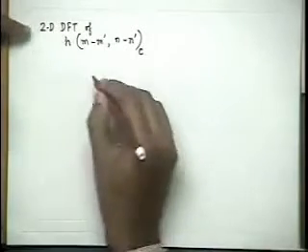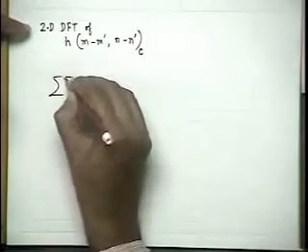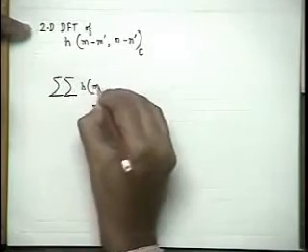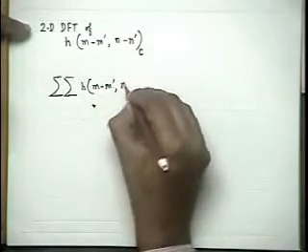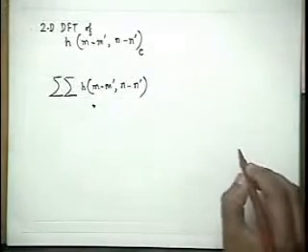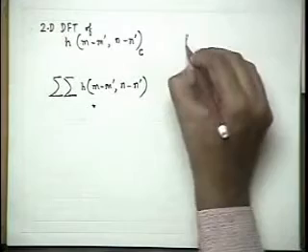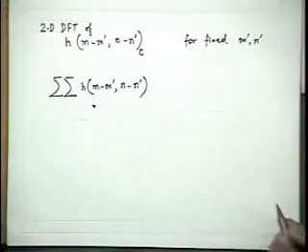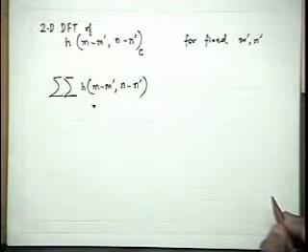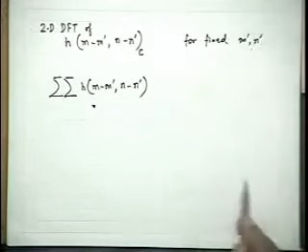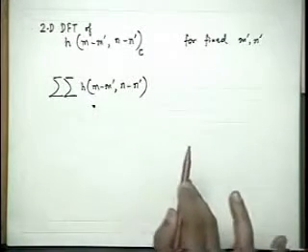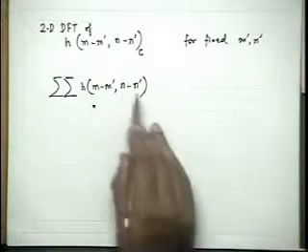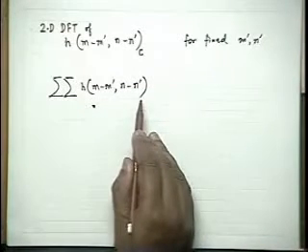Now what is the 2D DFT of this function, can you tell me? h of m minus m prime, n minus n prime, and I am going to compute the 2D DFT for a fixed m prime, n prime. That means to say that the indices of the DFT which I am going to have are defined for mn. So for a fixed m prime and n prime, what is the 2D discrete Fourier transform of this? This is the h function. This is to be multiplied by what?